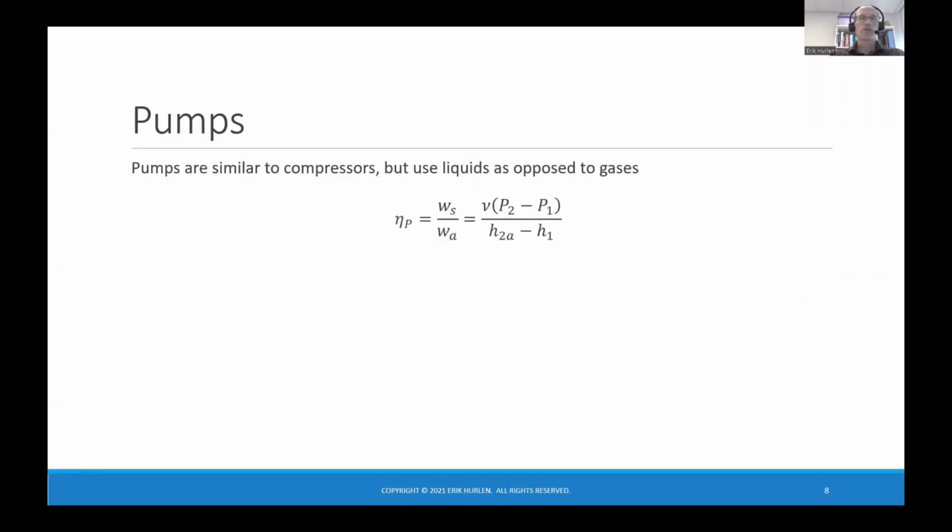Pumps are very similar to compressors. The main difference is that they use liquids as a working fluid as opposed to gases in compressors. So the isentropic efficiency for pumps is the same as that of compressors. However, we can further simplify this case since we know that for incompressible fluids, the work input becomes simply the specific volume nu times the pressure difference P2 minus P1.